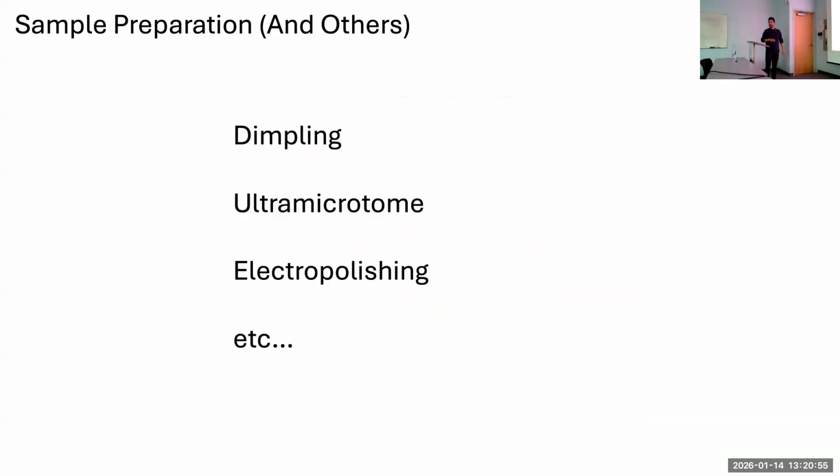And this is by no means an exhaustive list of sample preparation techniques. Anything that can get you thin enough would work. There are other methods that I don't have experience with, but that are available, including dimpling, ultramicrotome, electropolishing, and so on and so forth. So a lot of other techniques. But the key takeaway is that for STEM, we need to be able to go through our sample. So it has to be thin, and there are multiple ways to get there.